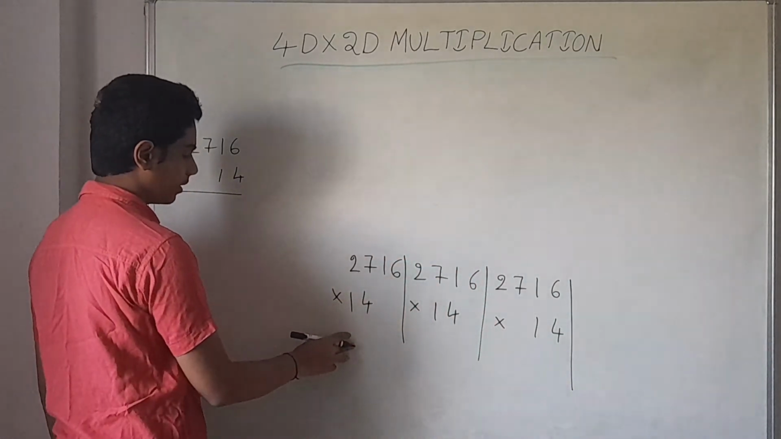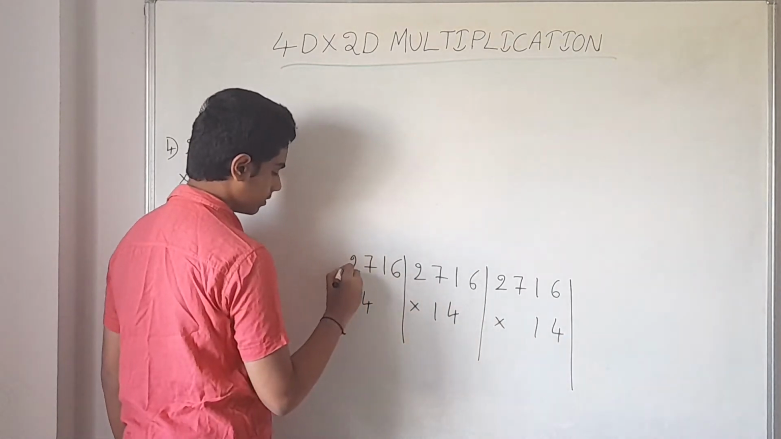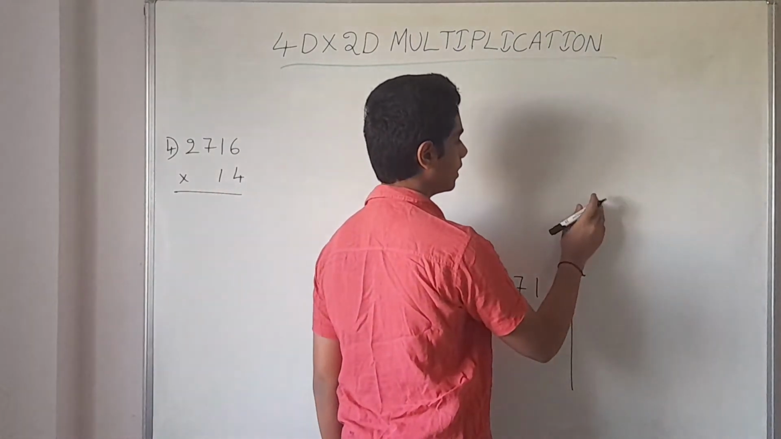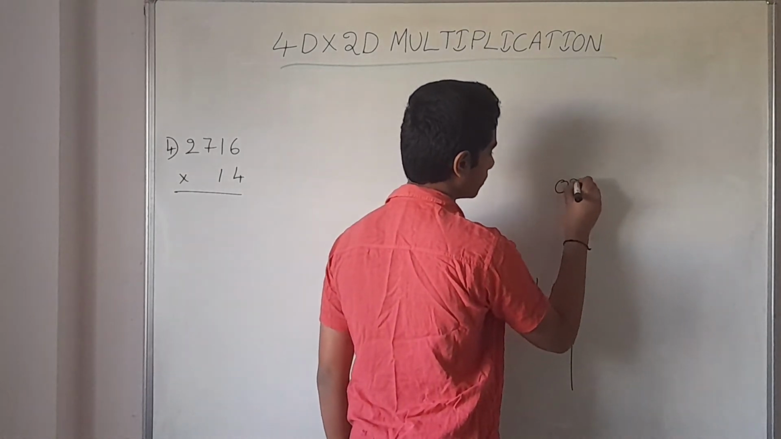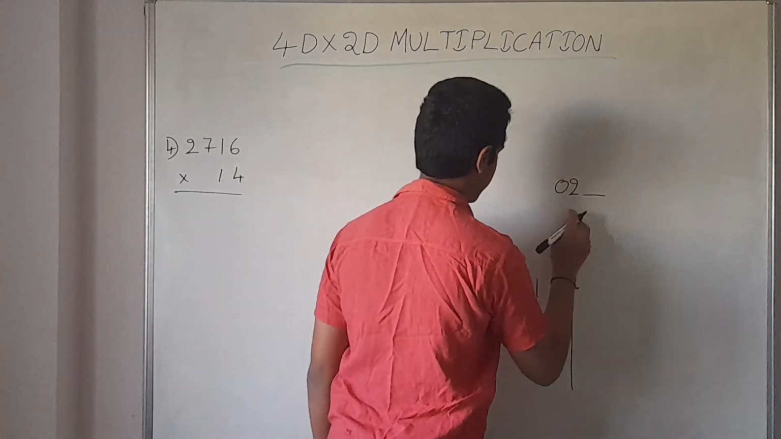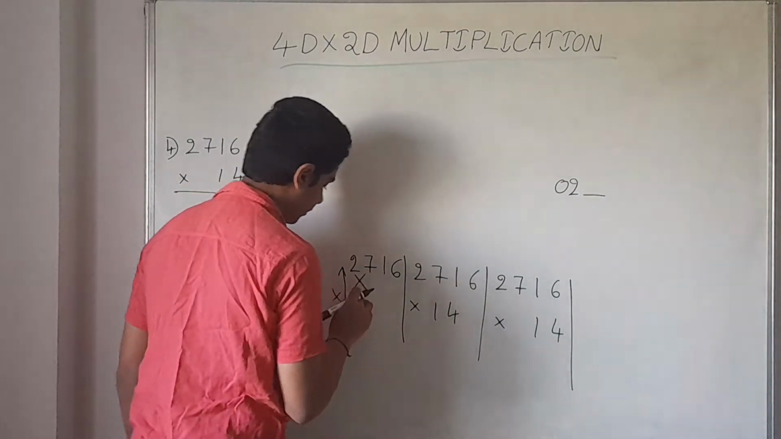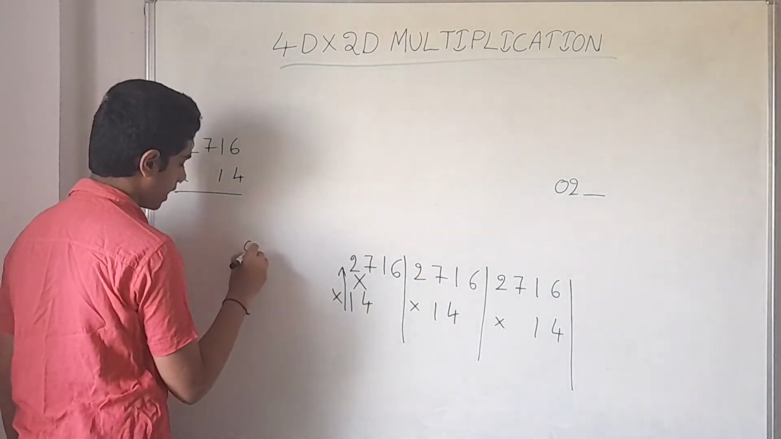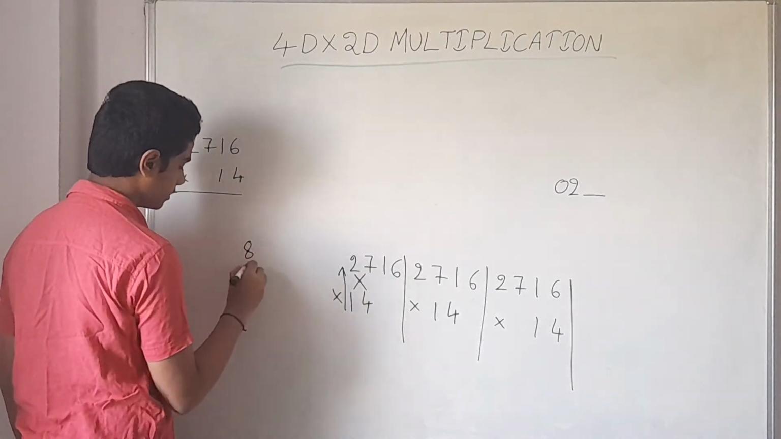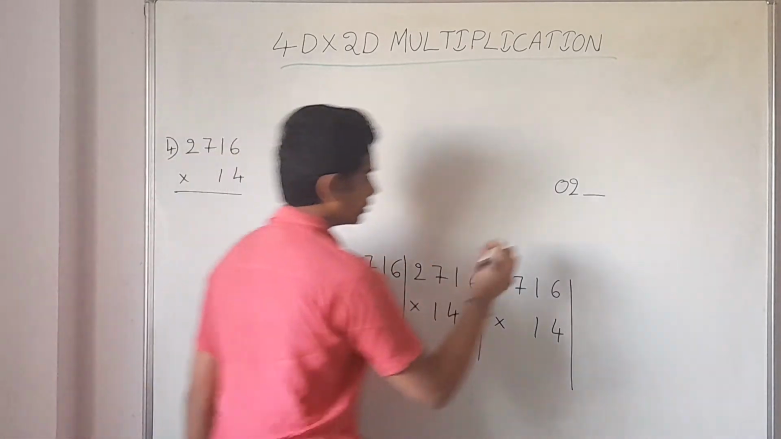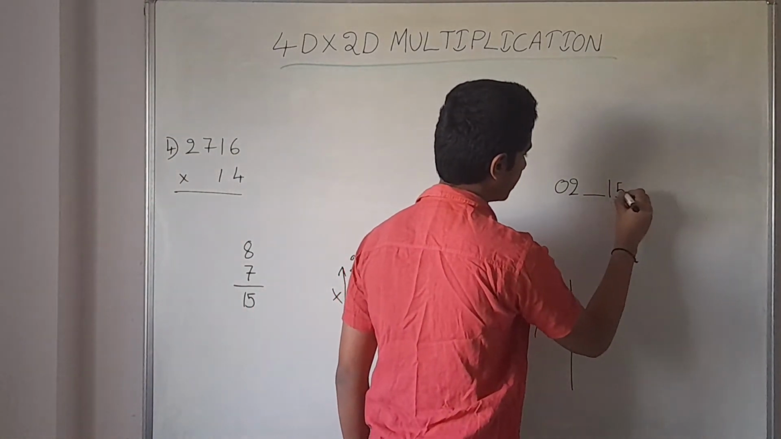We should multiply from right to left. So first we should multiply 1 into 2. That is 2. We got single digit, so we should add 0. That is 0, 2 and keep a dash. Next we should multiply 2 into 4 plus 1 into 7. 2 into 4 is 8. 1 into 7 is 7. 8 plus 7 is 15. So write 15 and keep a dash.